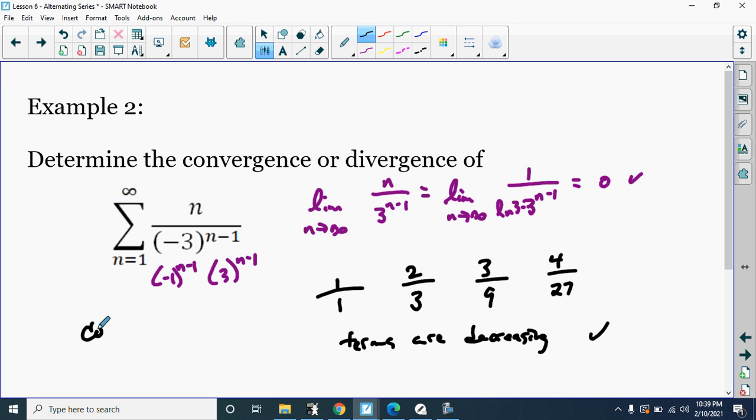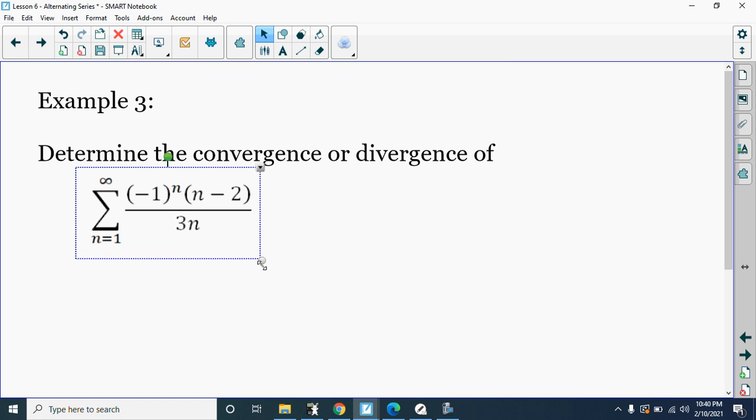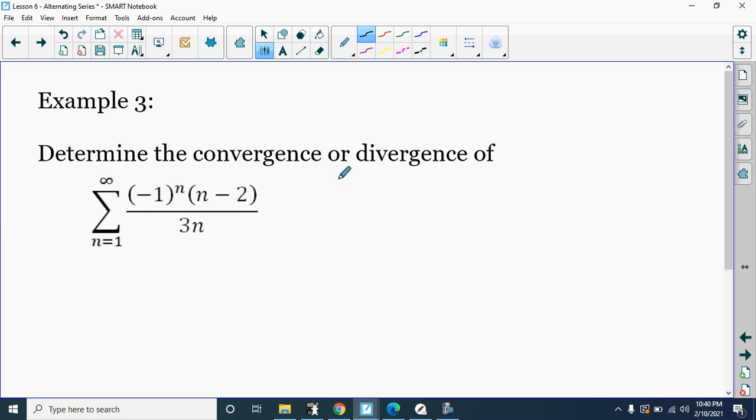This one converges as well. Example 3. We've got an alternating series, (n minus 2) over 3 to the n. Evaluate the limit as n goes to infinity of the sequence without the alternating part.